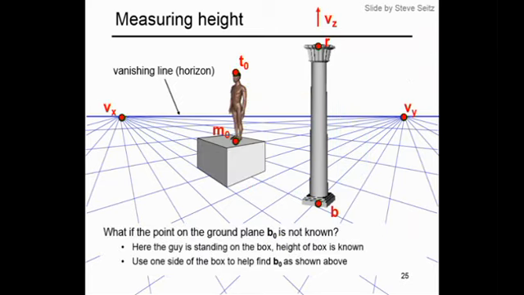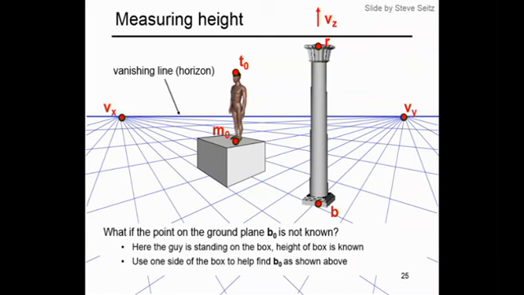All right, so here's a tricky one. Now let's say that there's a guy standing on a box, and we don't know the height of the box or the height of the man, but we want to know the height of the man. I do know the height of the pillar. So how do I solve this? First, what is the most important thing for me to figure out in order to solve this?